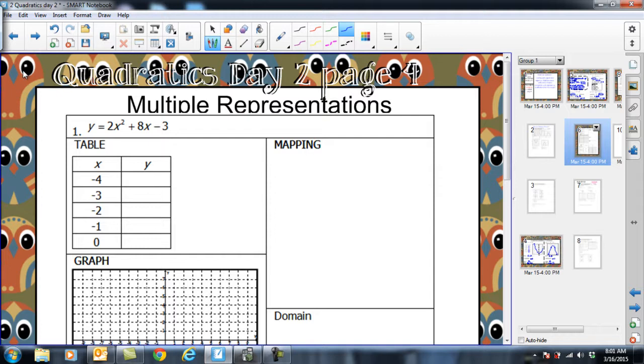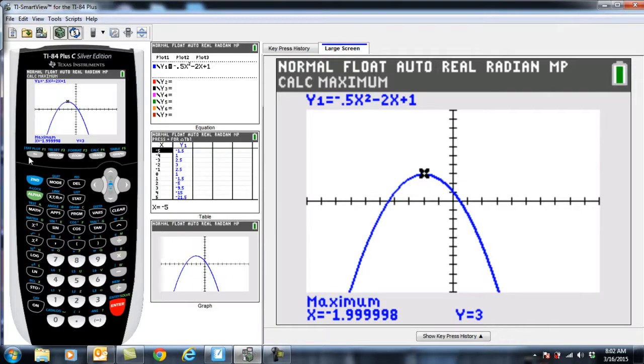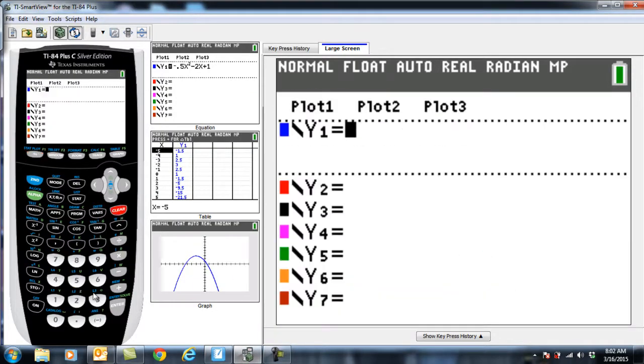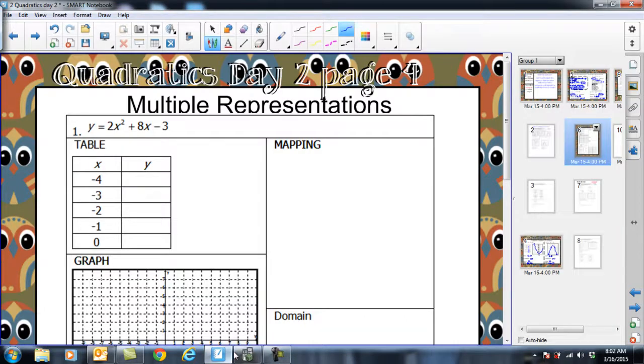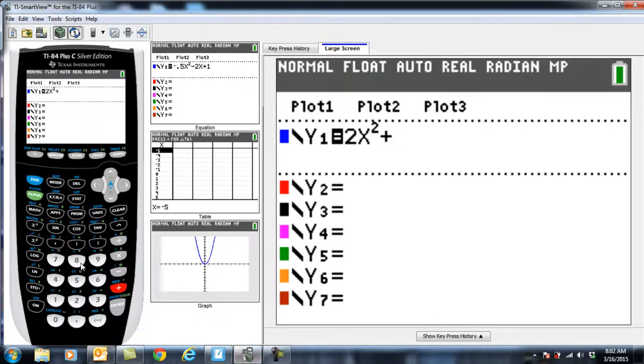So now let's talk about multiple representations of a quadratic. There's multiple ways that you can see it, and you've seen some of them. We've talked about the table, and so that's the first thing we're going to do. We have our function, our equation, 2x squared plus 8x minus 3. We're going to use our calculator to type that in and go to the table. So I have 2x squared plus 8x minus 3.